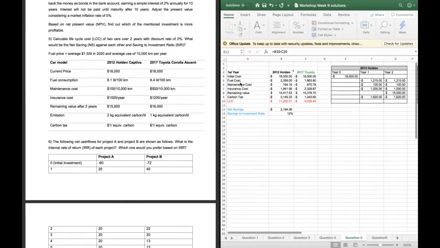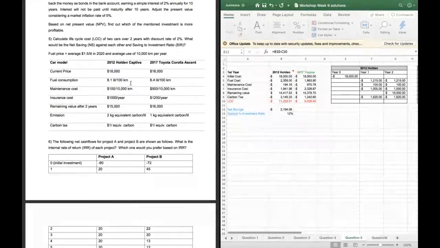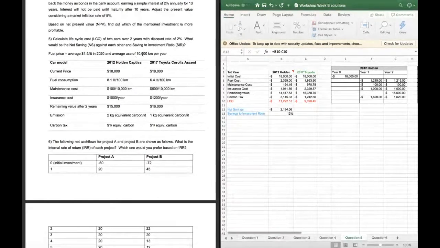So we are going to look at the fuel cost. In order to find the fuel cost, you will have to find the fuel consumption. The fuel consumption is 8.1 liters per 100 kilometers. Now it says in the question that you're going to use an average of 10,000 kilometers per year. So we just have to multiply these two to find the total fuel consumed in the first year. And once you find the total fuel consumed, you can multiply it with the fuel price per liter, and then you can get the total fuel price for the first year, right?